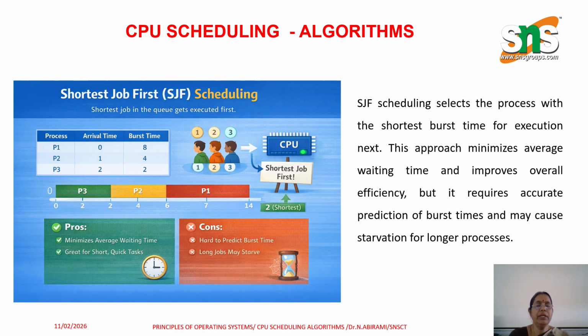A typical example quoted here is the three processes arriving at time 0, 1 and 2 with their burst times 8, 4 and 2. The processes are scheduled based on their burst time, and you can see that the order of the processes is P3, P2 and P1 respectively.